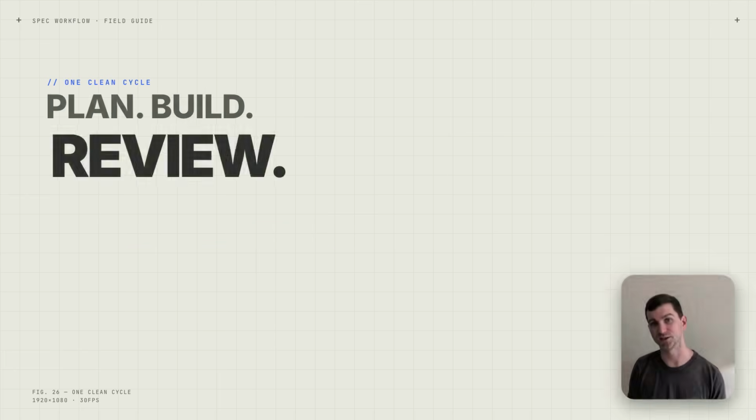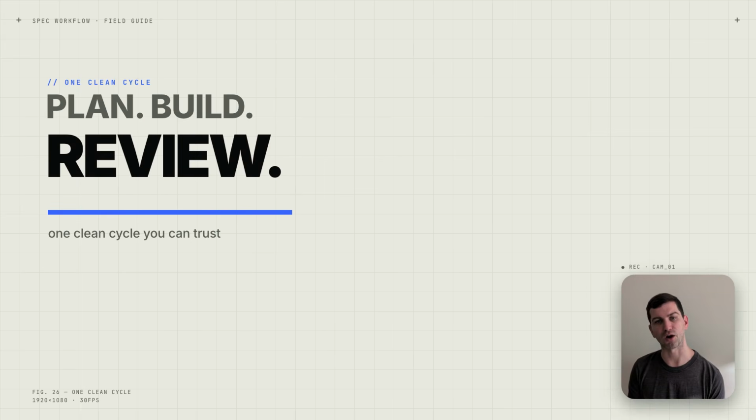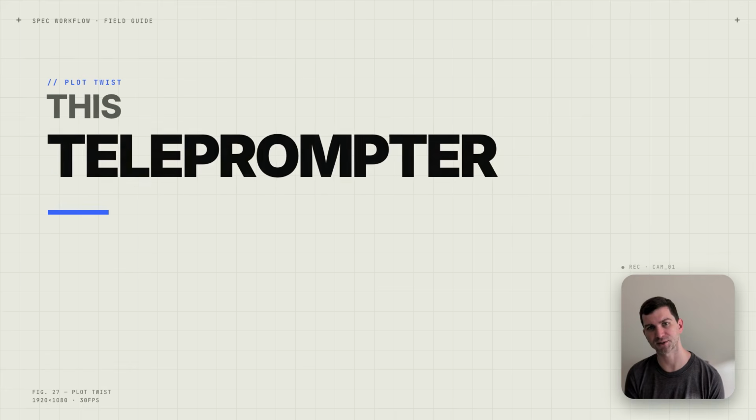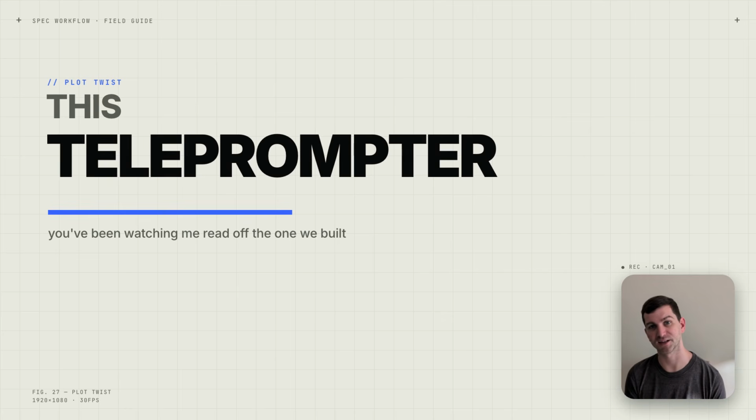So that's the loop: plan, build, review. They're all very important, but the review command, as you saw with the bug fix, is what's really going to take the quality of your code to the next level. This is all one clean cycle: plan, build, review. And that teleprompter that we've built, I've been reading off it this whole time. I needed a tool and was able to build it in 10 minutes rather than paying for a subscription.